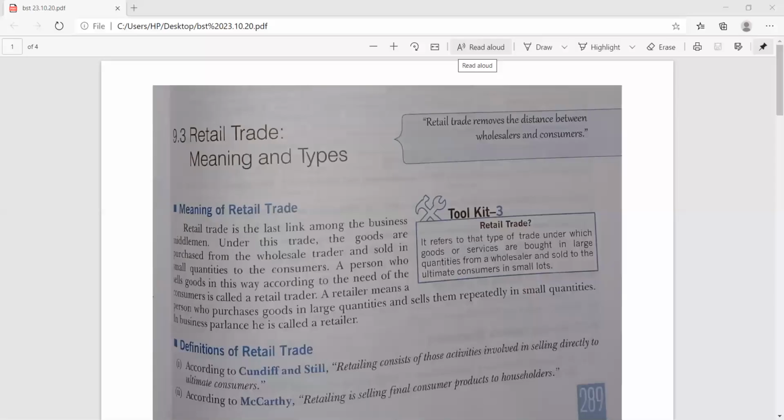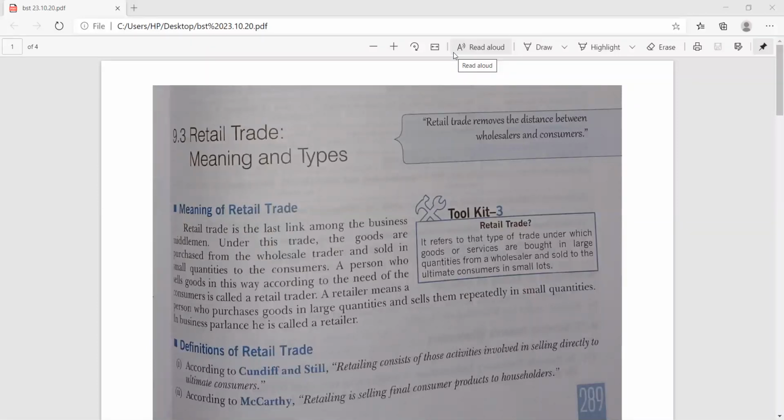Good morning, students. While continuing Unit 9, Internal Trade, we are going to start Chapter 9.3, that is retail trade. Yesterday we talked about wholesale trade, when the business is done in bulk, when the goods are purchased in bulk and sold in small quantities. And wholesalers sell their goods to the retailer.